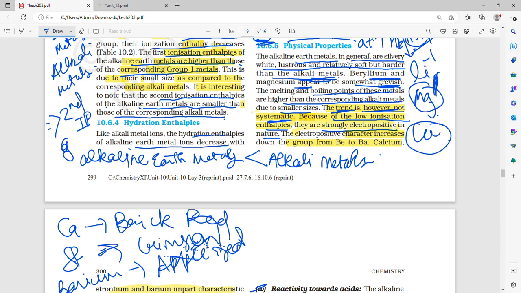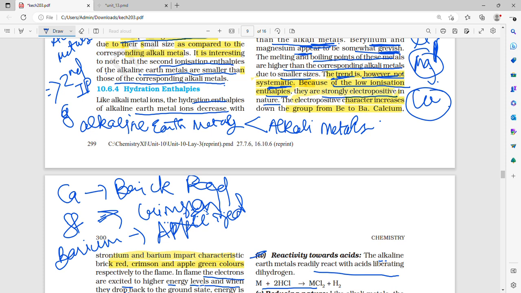Because of the low ionization enthalpies, the alkaline earth metals are strongly electropositive in nature. Most electropositive are obviously group 1 elements, but due to the low ionization enthalpies of alkaline earth metals, they are strongly electropositive, and just like in alkali metals, the electropositive nature increases as we go down the group from beryllium to barium.